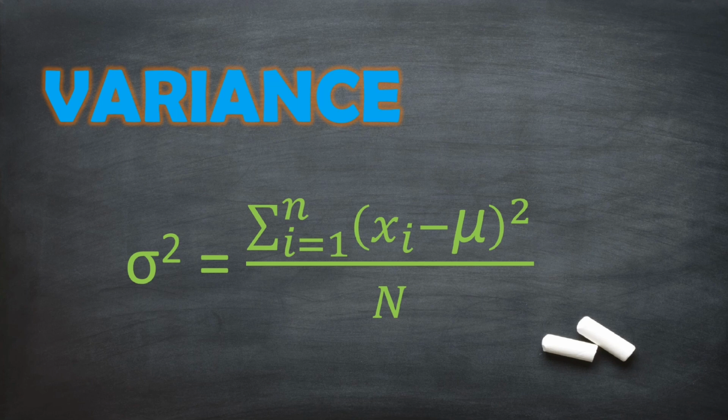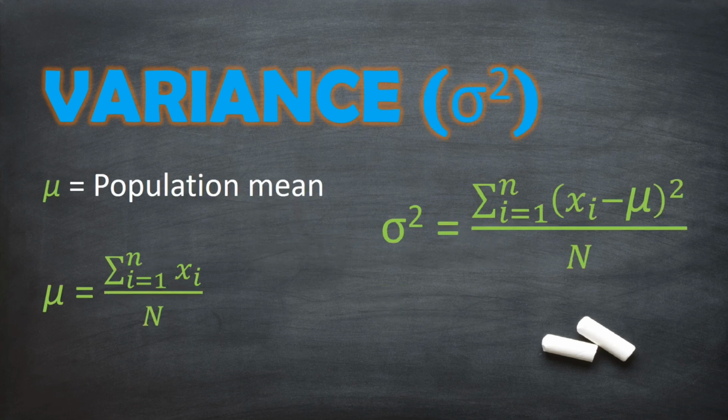The formula for getting the variance is the one shown on the screen, which is the summation of i equals 1 to n of the quantity xi minus u squared, over n, where u is the population mean. It is calculated using the formula: the summation of xi, where i starts from 1 to n, over n, which is our population size.